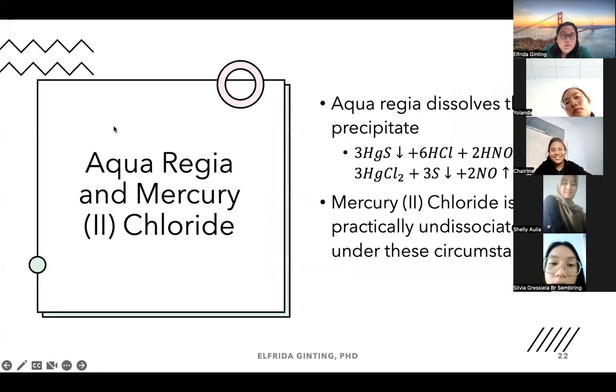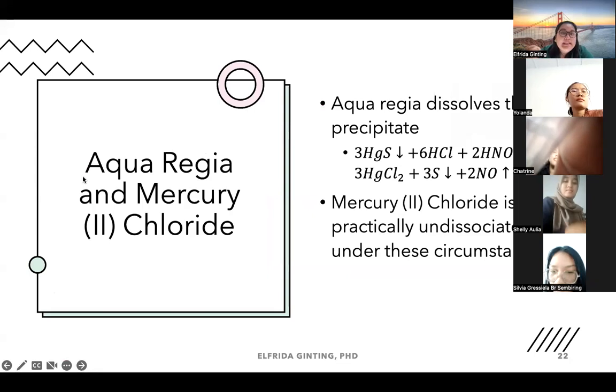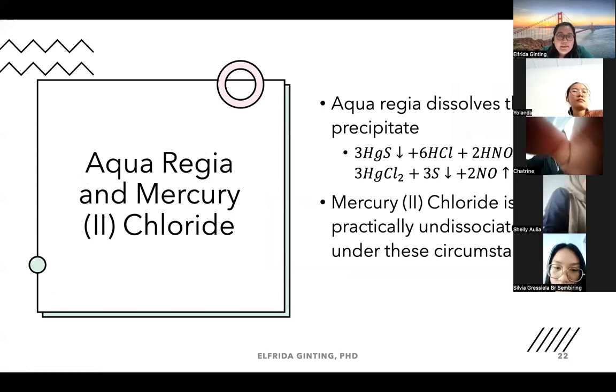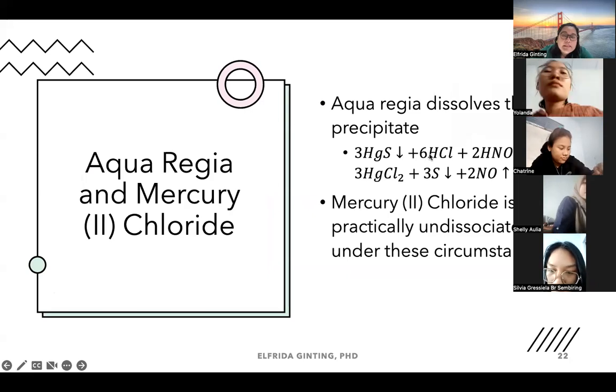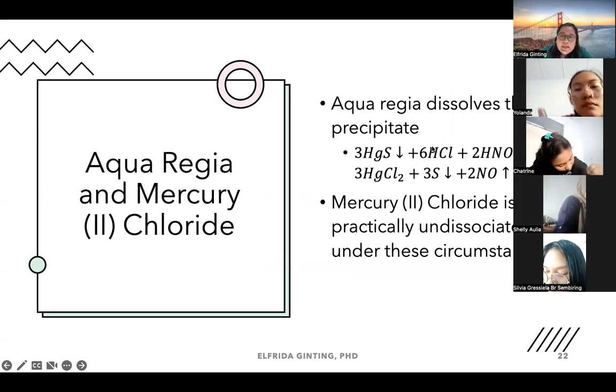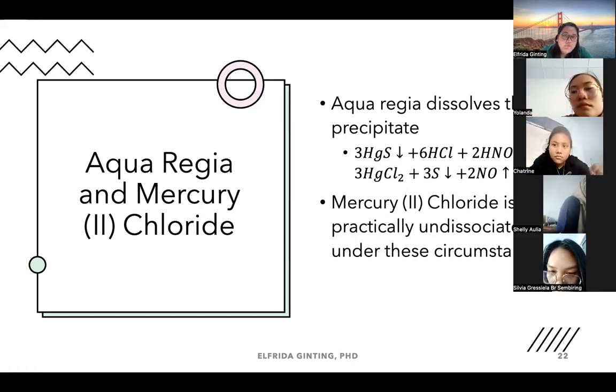Now, the next chemical that will be able to dissolve mercury sulfide is what we call aqua regia. Aqua regia and mercury 2 chloride. If we add aqua regia, which is a mixture of hydrochloric acid and nitric acid, the stubborn mercury sulfide will be dissolved. It will become mercury 2 chloride.